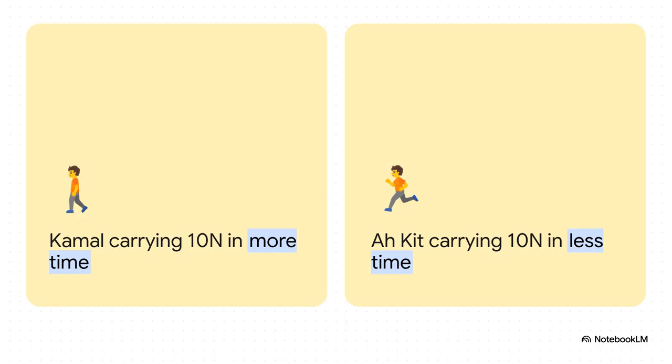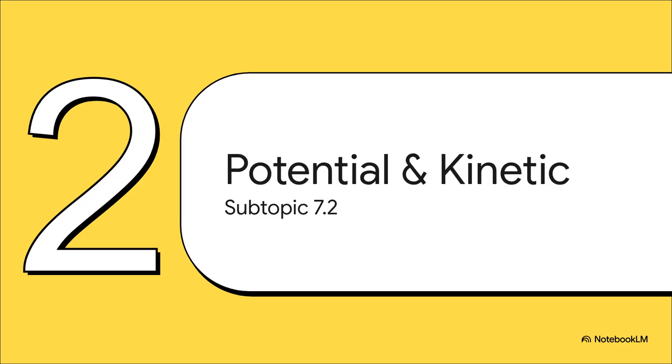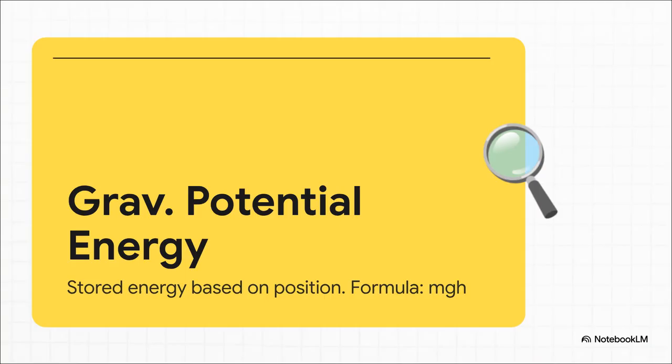Makes total sense. Now that we have work and power locked in, let's transition into our second block on the syllabus, subtopic 7.2, Potential and Kinetic Energy. First up in what I like to call our energy trio is gravitational potential energy, or GPE for short. This is energy that's stored up simply based on an object's position or height. The formula is mass times gravitational acceleration times height, or just mgh. If you lift a heavy object up high, it might not be moving, but it possesses massive stored energy potential because, well, gravity really wants to pull it back down.